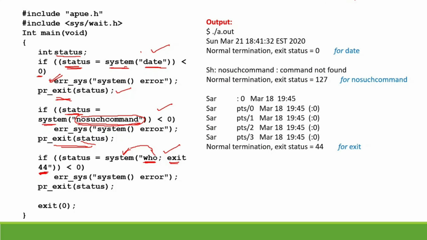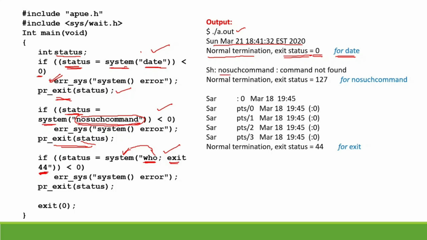If I compile and execute this, then date will be executed. This is the output of date, and it's a normal termination. Exit status is 0. Why is the exit status 0? Because date is a valid command and it is successfully executed, so the value is 0.